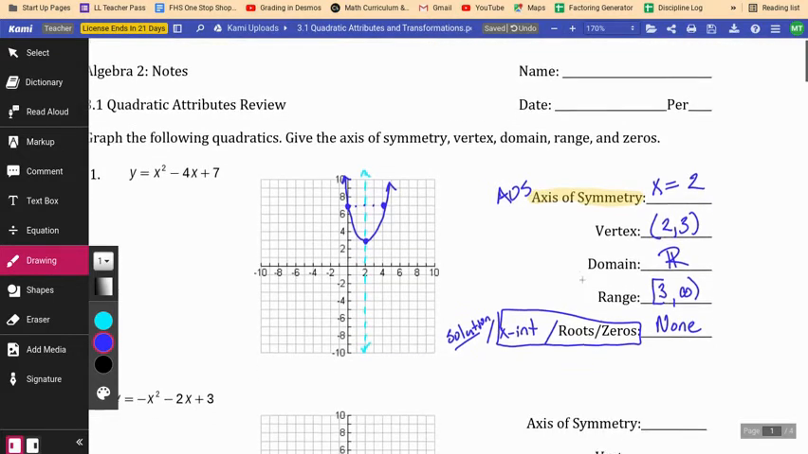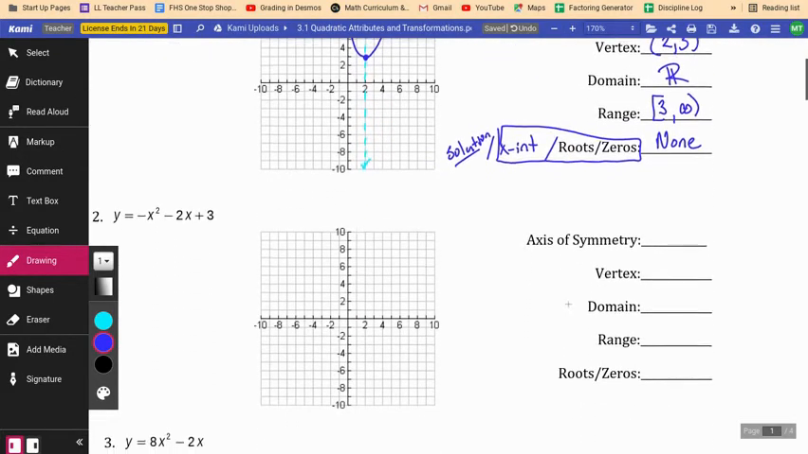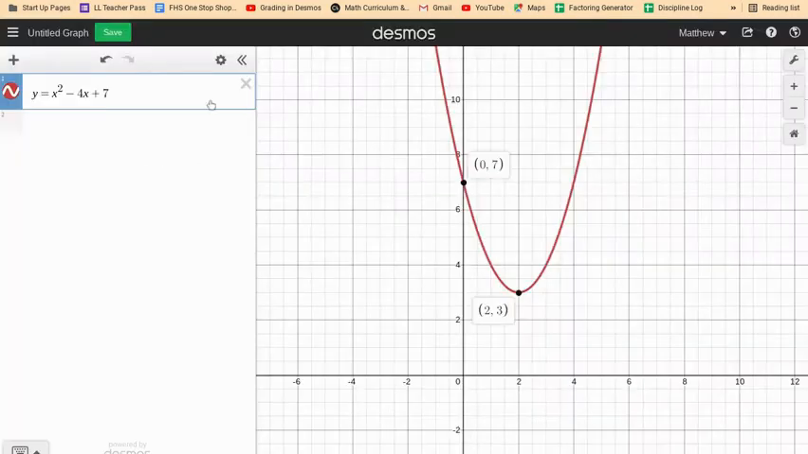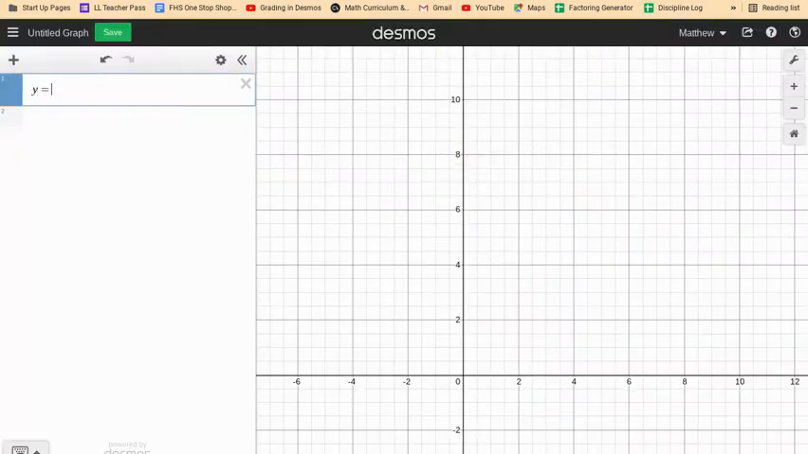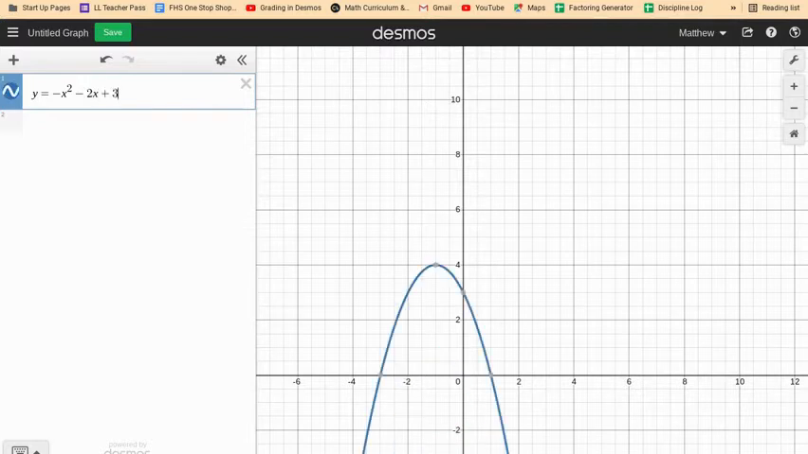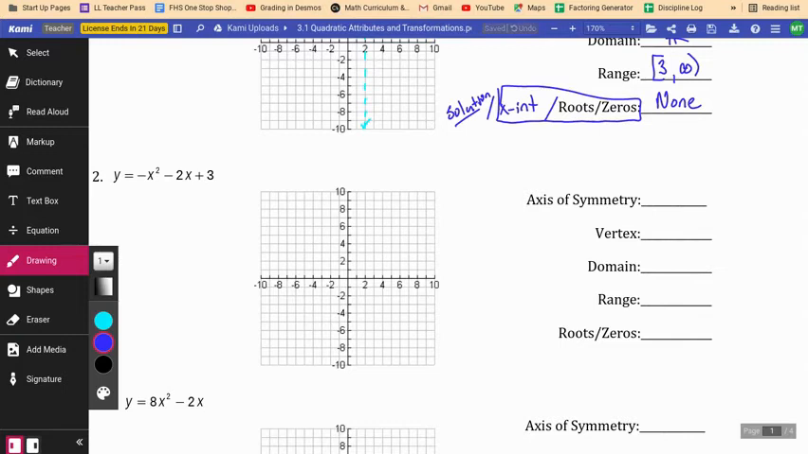All right, let's move on to the second one. Again, I'm going to go back and change this equation now. Y is equal to negative x squared minus 2x plus 3. This time it's opening down, so my parabola is opening down instead of up. And again, the first point I start with is my vertex, so negative 1, 4. I'll go ahead and plot that one. There's my vertex.